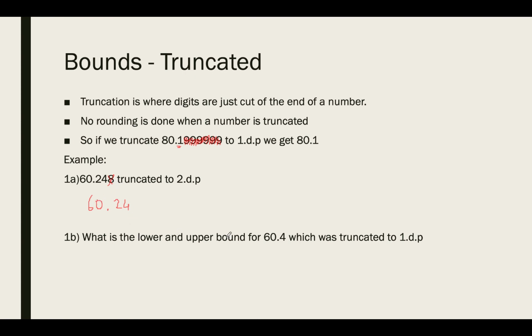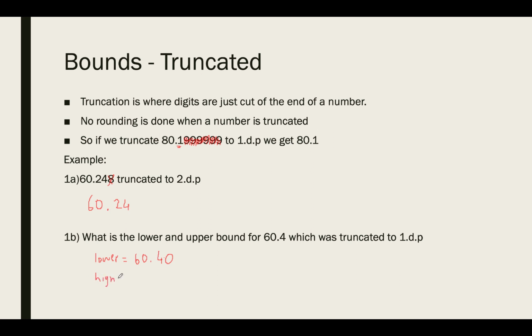So if I have a look at question 1b, we can see that it's asking for the lower and upper bound of 60.4 when it was truncated to one decimal place. We've got to think of what the numbers could have been. So the lowest possible number, it's 60.4, so what's the lowest number that could come after? Well, it would be 0. So 60.4 would be the lowest possible number that it could have been before it was truncated.